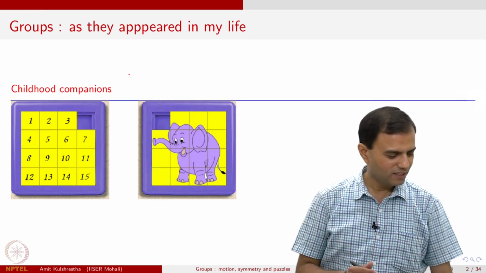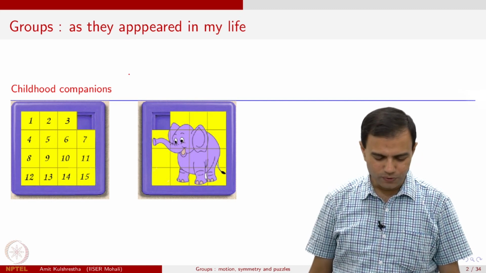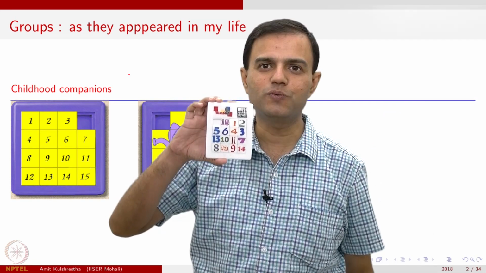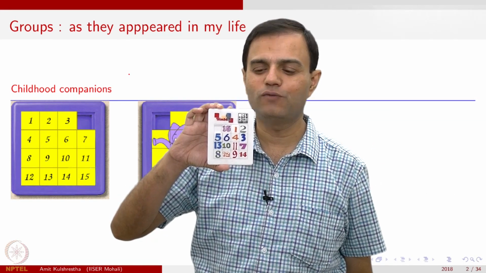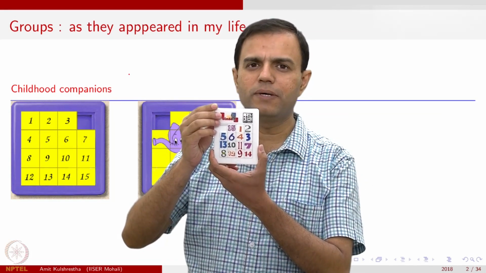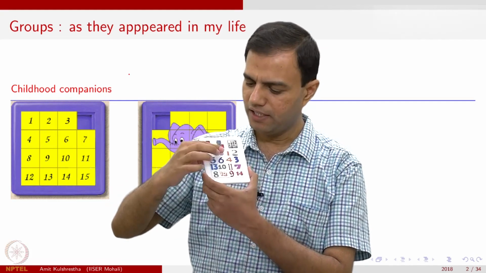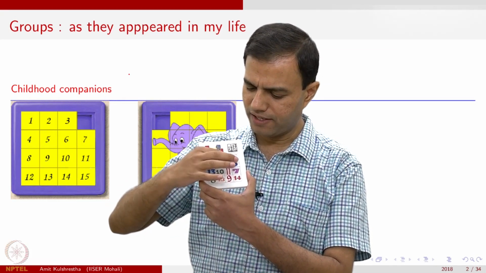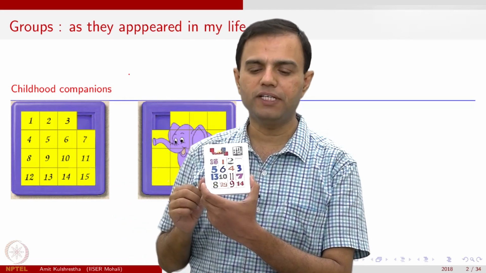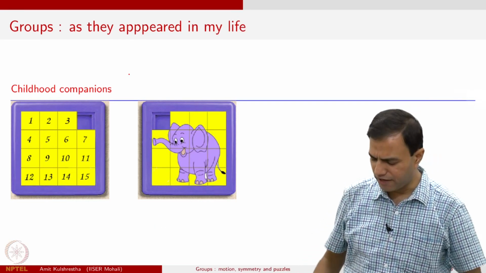Have you seen this? It's a beautiful puzzle that I used to play when I was a kid, and I have one version, this one. You know what we are supposed to do here? The small tiles are jumbled, from 1 to 15. I just unjumble it so that everything is in place, everything from 1 to 15. What does it have to do with groups?